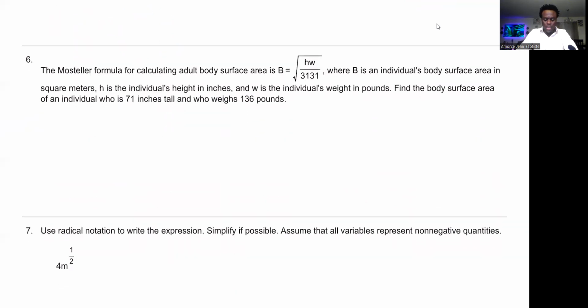Here is a word problem, and then one of these will be on the test.